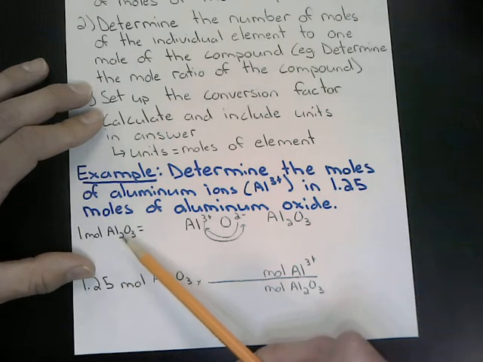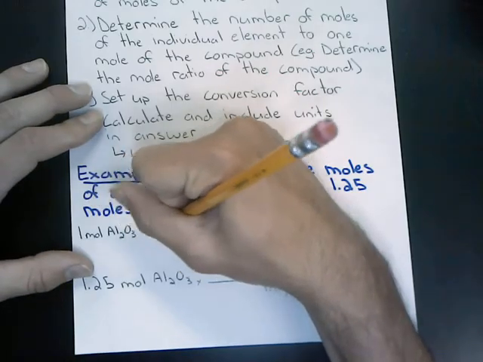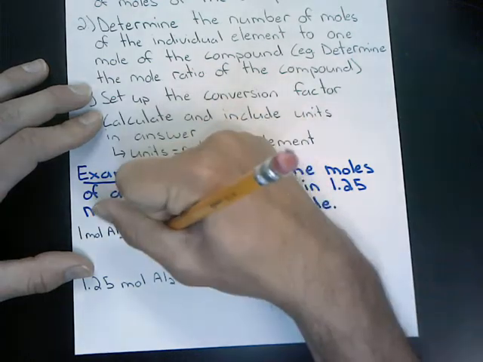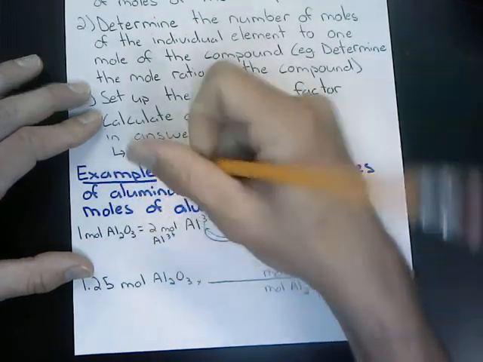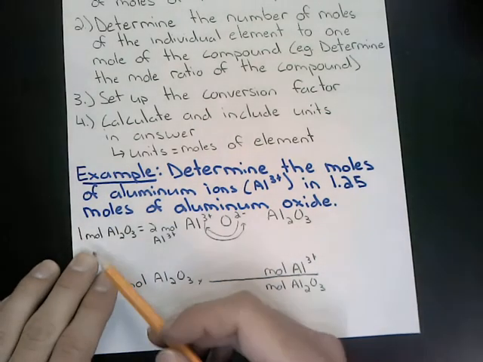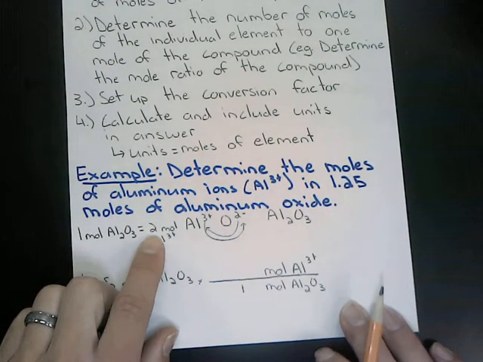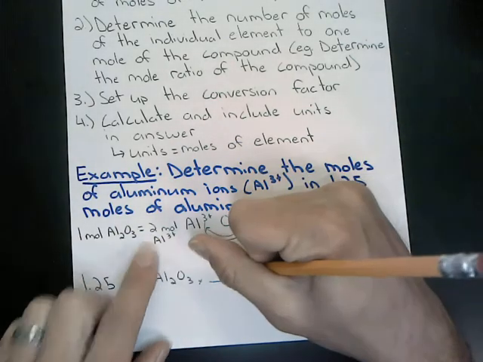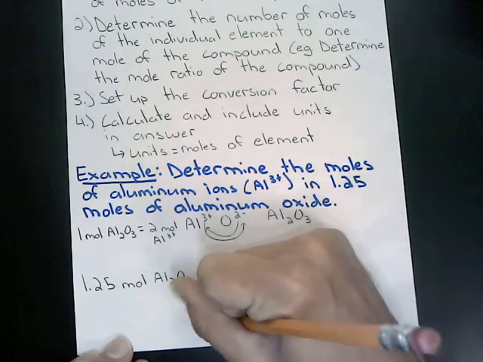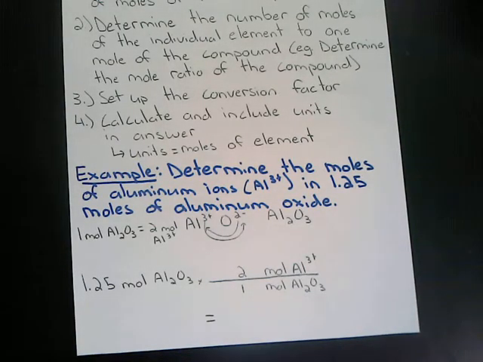Well, the way we find that is that we look at the chemical formula. Because there's a 2 subscript behind Al, that means that there are 2 moles of Al3+ to every 1 mole of Al2O3. So our ratio here becomes 1 for Al2O3 and 2 for Al3+. So now all we've got to do is get out our handy dandy calculators and calculate this out.